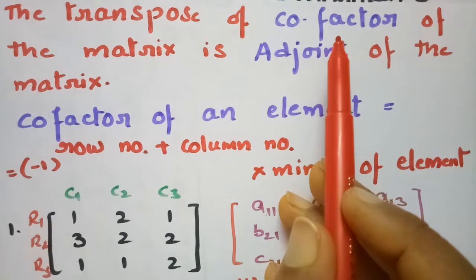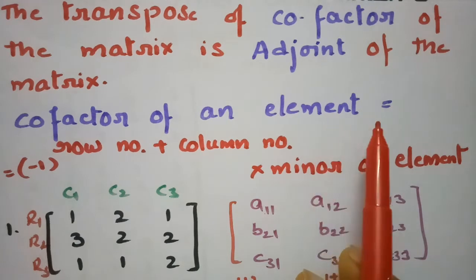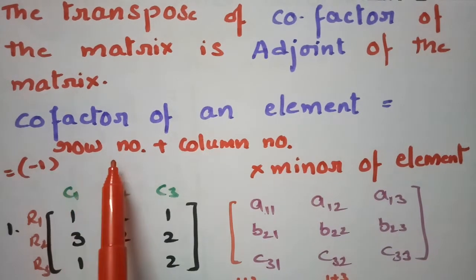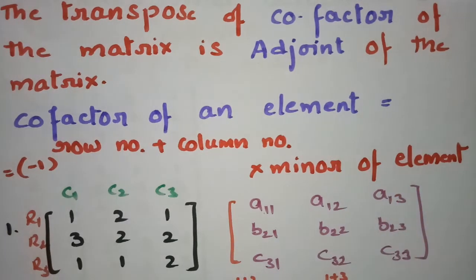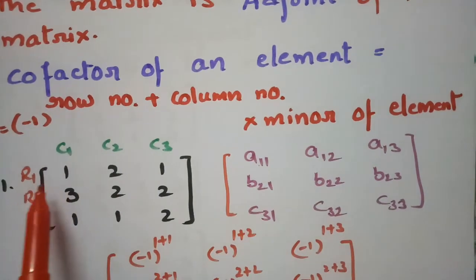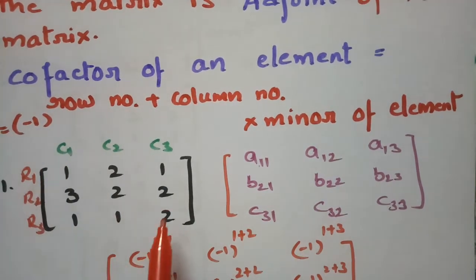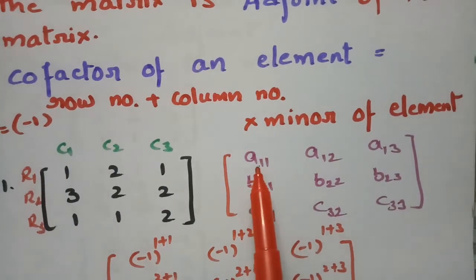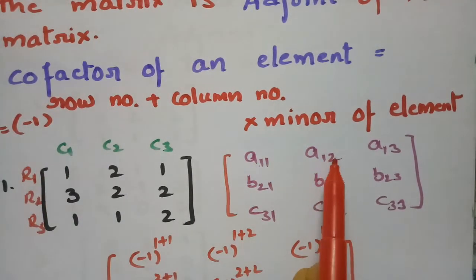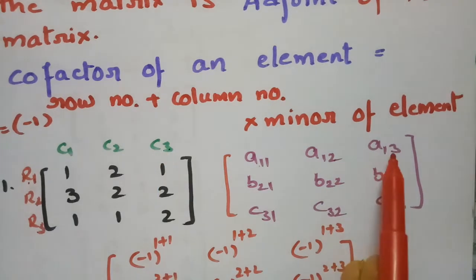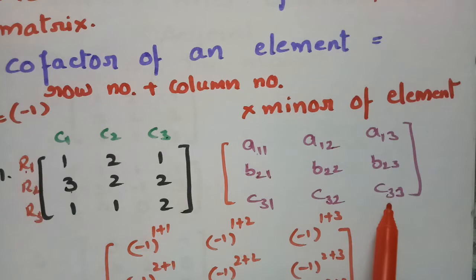And how do we find the cofactor of the matrix? The cofactor of each and every element is equal to (-1) to the power of row number plus column number, into the minor of that element. For example, if you take this matrix, this is row 1, row 2 and row 3, and these are column 1, column 2 and column 3. So this is the position: row 1, column 1 is (1,1), row 1, column 2 is (1,2), row 1, column 3 is (1,3), and here this is row 2, column 1. Likewise I have completed all of these.